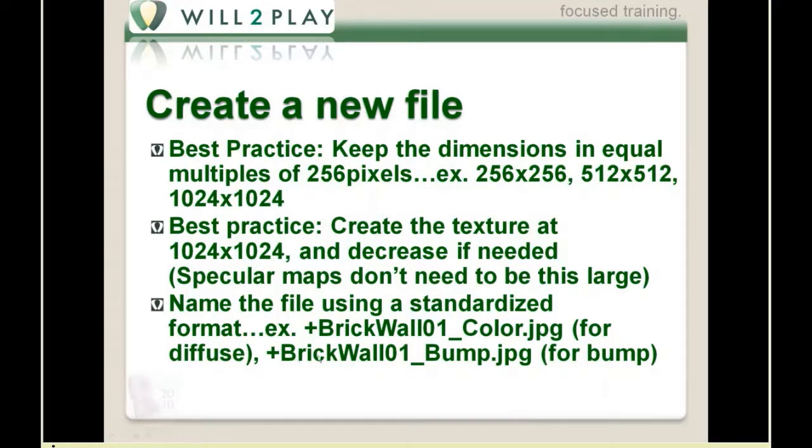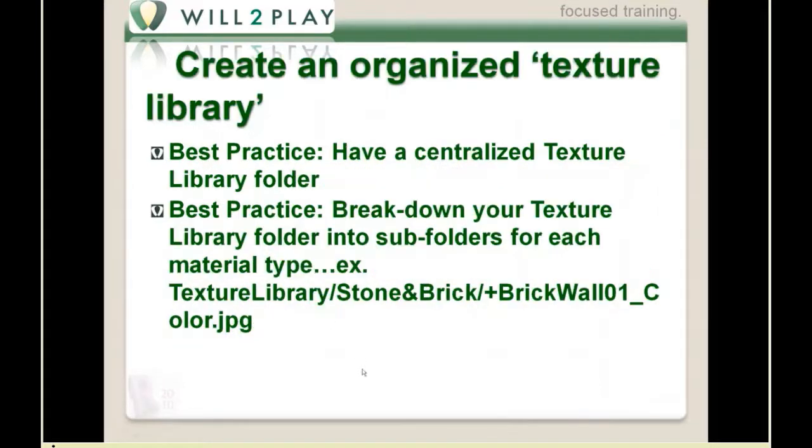Same for the bump, but it's going to be this exact same name, with underscore bump. And the same for a specular, do the same deal, but underscore spec. That just keeps everything clean, makes it easier to work with, and you'll know, okay, brick wall 01, it's also got a bump and a spec, or maybe it doesn't, but you'll know by it having the exact same name. So that's one of the main things here.